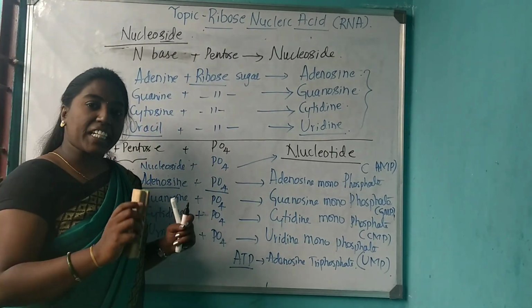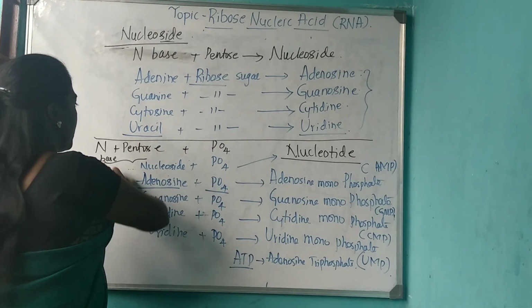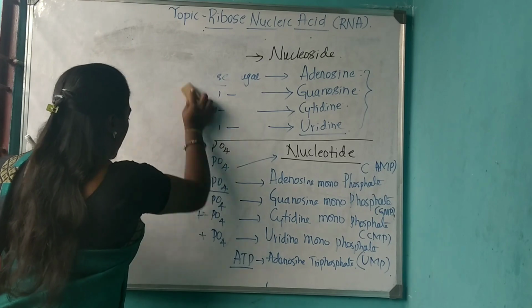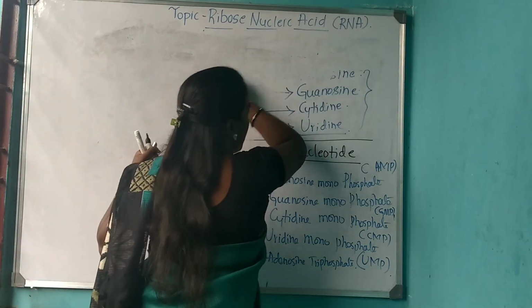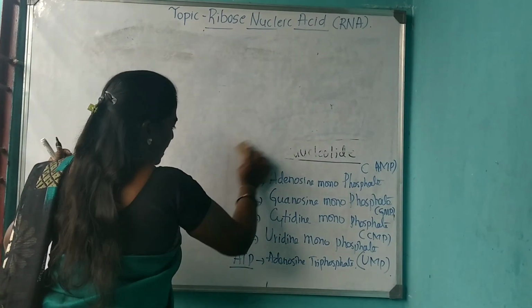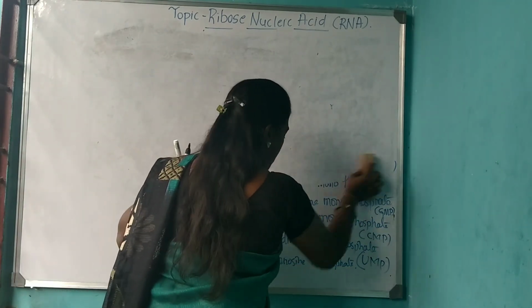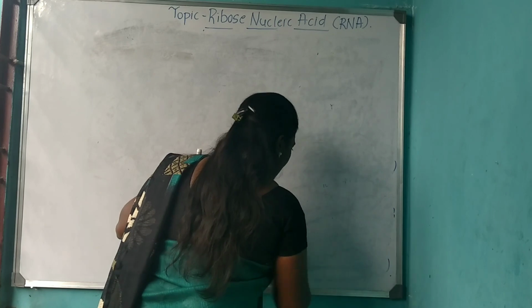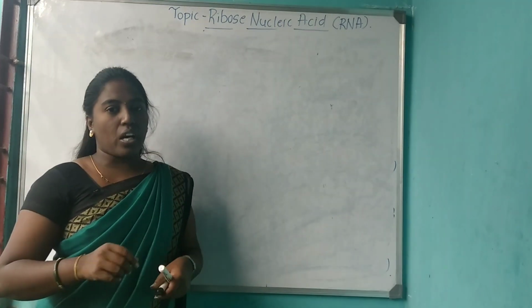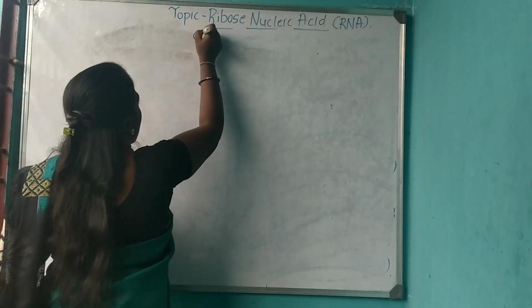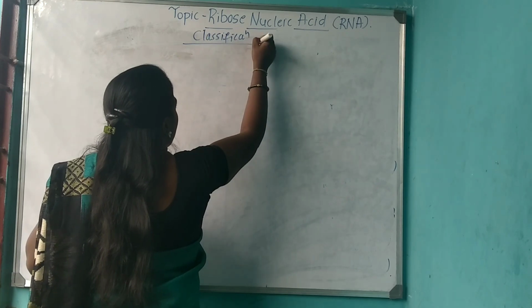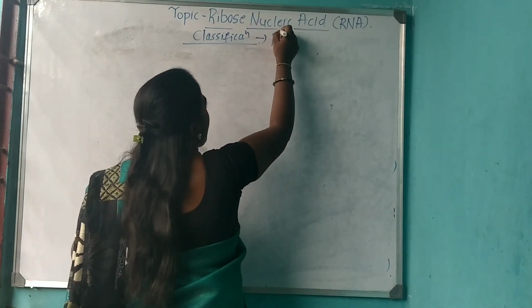So now let us study the types of RNA, which is most important. Actually there are many different types of RNAs. Majorly, the RNAs are classified into three types based on their physico-chemical nature and functions. Next one is classification. Under classification, they are classified based on what?